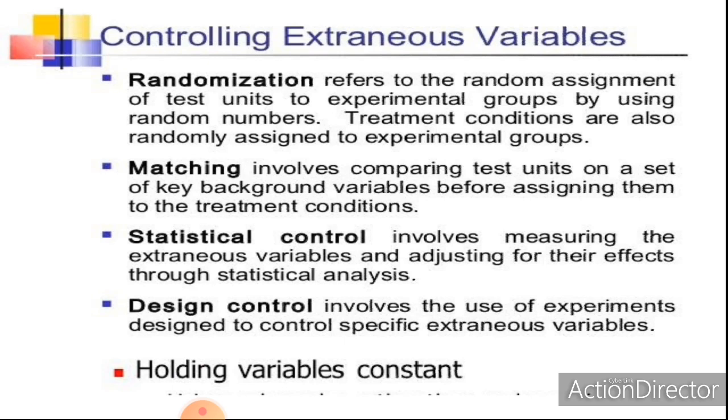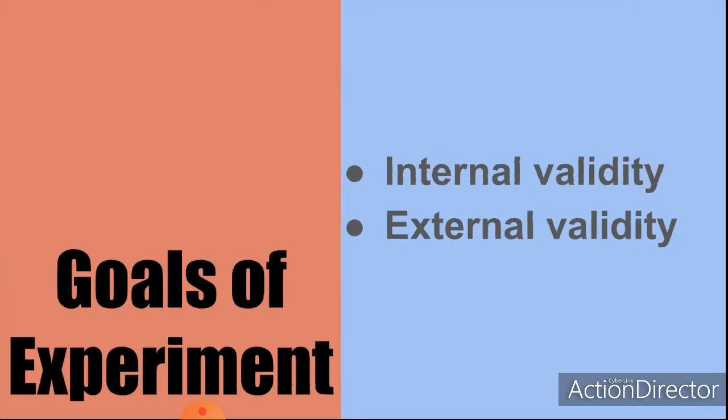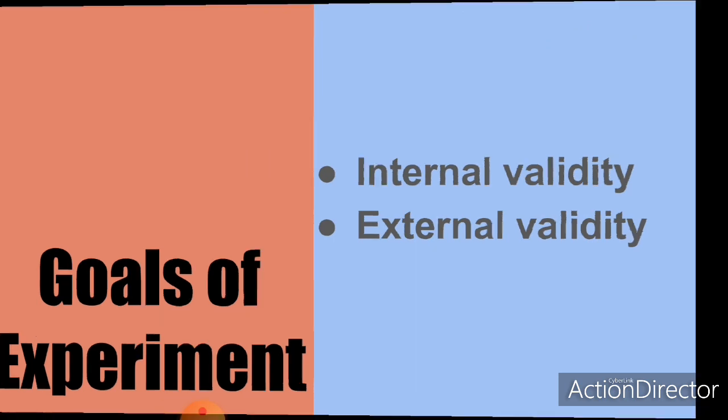So, randomization, matching principle, statistical control, design control and holding variables constant are the five methods which are used for controlling the effect of extraneous variables. Now, we can discuss the goals for conducting an experiment. The main goals for conducting an experiment are internal validity and external validity.